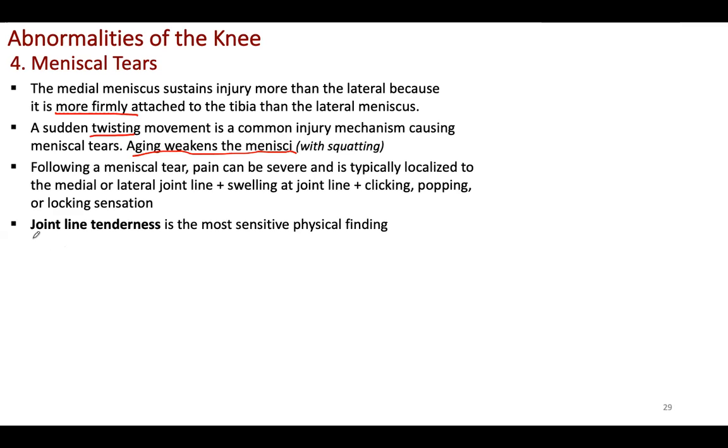Joint line tenderness is the most sensitive physical finding, which means what? A patient sustains a twisting injury of the knee, and on examination you press on the joint line and there is no tenderness whatsoever. This means no meniscal tear. If there is no tenderness, no meniscal tear. If there is tenderness, it could be a meniscal tear and it could be other things too. Therefore, joint line tenderness is a sensitive test. If negative, it excludes.